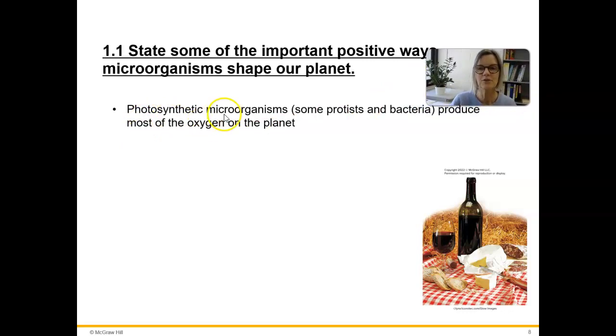Some microorganisms are photosynthetic, some protists and some bacteria, though not all of them. Remember, the photosynthetic organisms are the ones that use carbon dioxide for energy and produce oxygen. The photosynthetic microorganisms produce most of the oxygen on the planet. I've heard numbers around 70%. Most of these organisms live in bodies of water, particularly the ocean, so the health of our oceans is really critical to the production of oxygen.